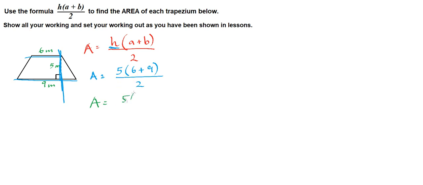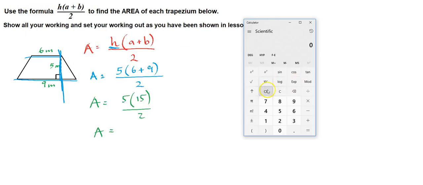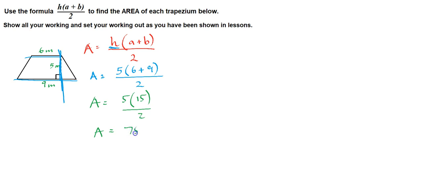It would be 5 times (6 plus 9), which is 15, right? And that would be divided by 2. So 5 times 15, let's use our calculator, why not? Let's clear our calculator. 5 times 15 equals 75, and that would be divided by 2.